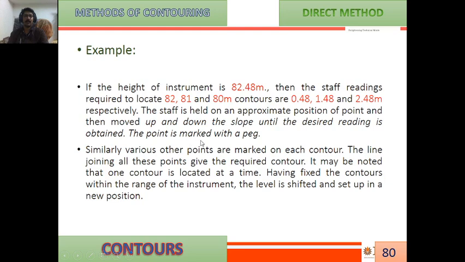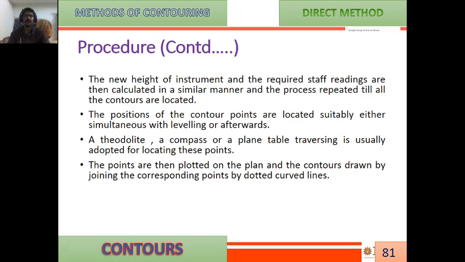The point is marked with the help of a peg wherever you obtain the same reading, right? Then if you are able to take all the readings, fine; if you are not able to, you have to move, and the same procedure has to be followed with a new height of instrument. The staff readings are then calculated in the similar manner, and the procedure has to be repeated. This can be done by dumpy level, or we can have theodolite, compass, or plane table traversing adapted. What is theodolite is the starting point of the third unit, right?